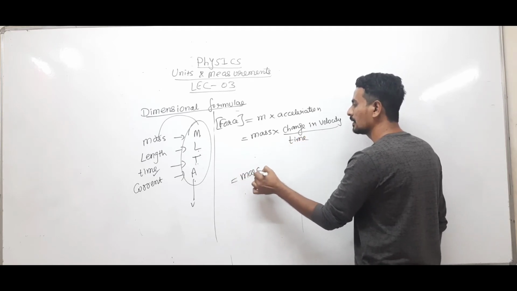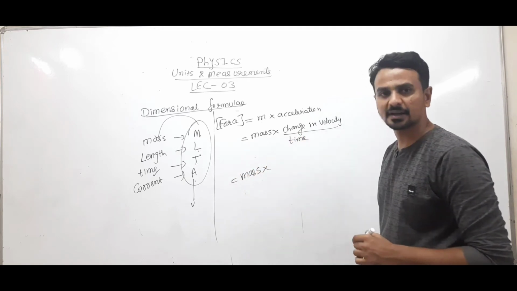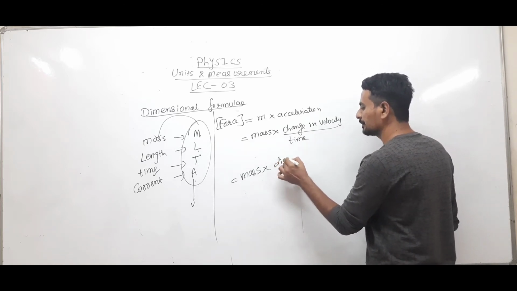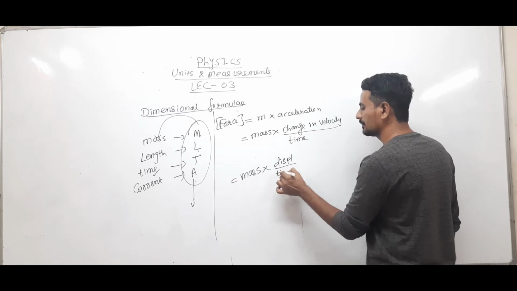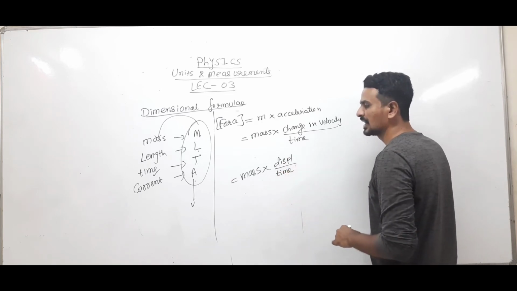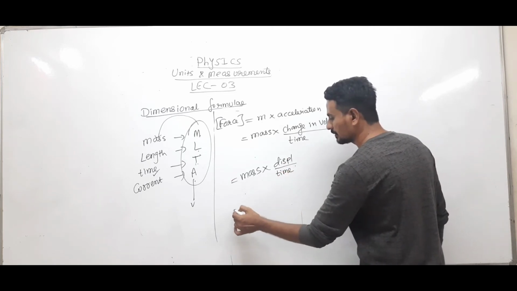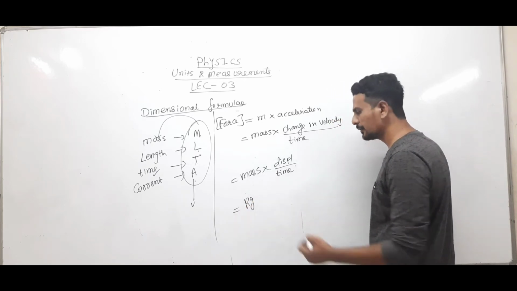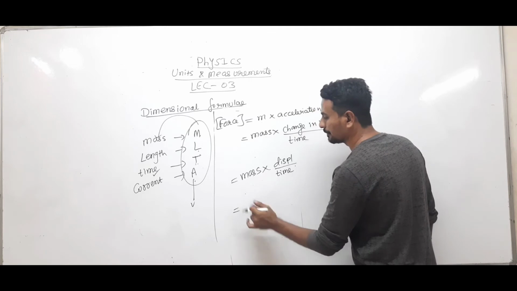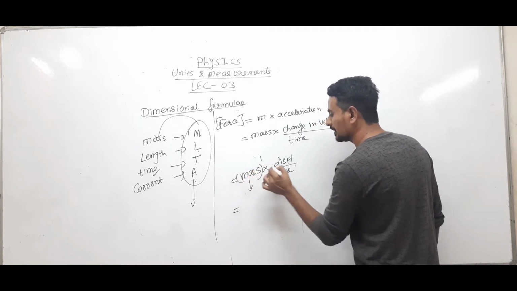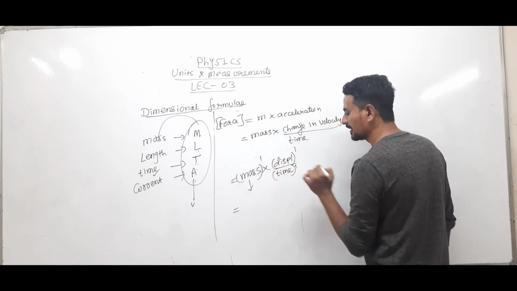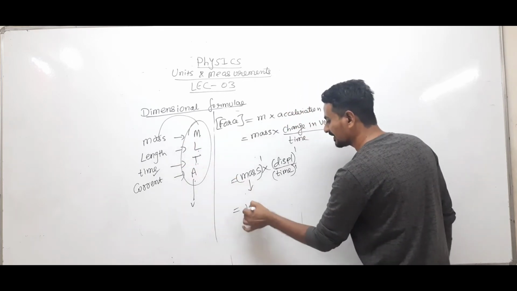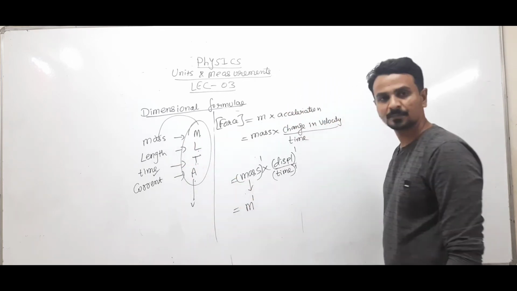Mass into, what is change in velocity? Displacement by time. Change in displacement, that means simply displacement by time. Okay. So what is a unit of mass? Kilogram. Or you can write directly, there is no problem. Mass, the power is 1. So this will be mass. So it will be represented by the symbol M1.